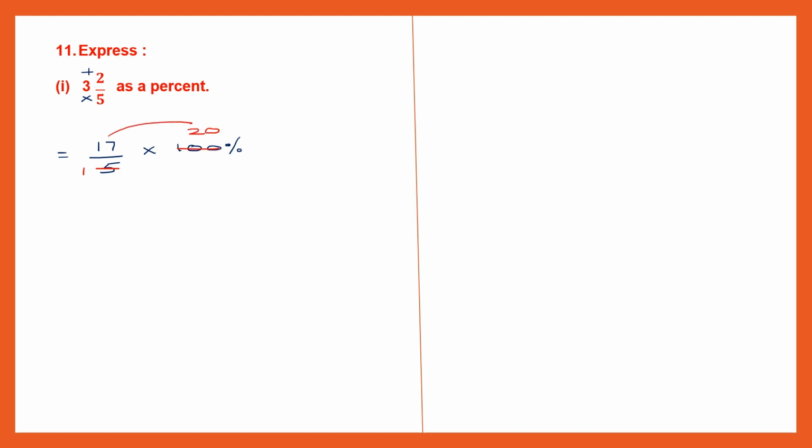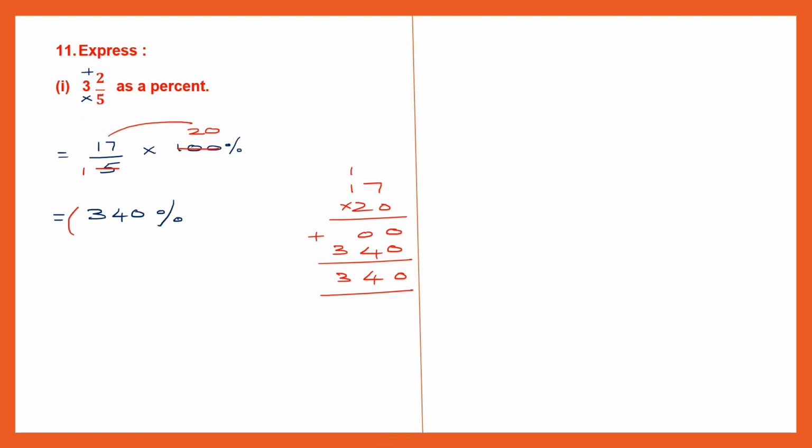Now multiply the numerators. That is 17 into 20. So 0, second step, begin with a 0, 2 sevens are 14, carry 1, 2 ones are 2, plus 1 is 3. So add this up, 0, 4, 3. We've got 340. So now let's write that, 340, put the percentage sign. So now what have we got here? We have got 3 2/5 as 340%, which is our final answer.